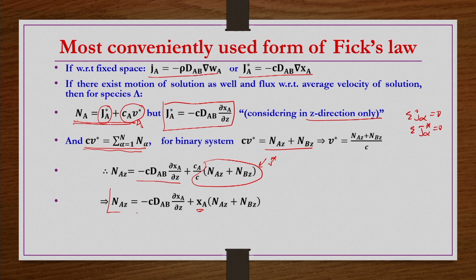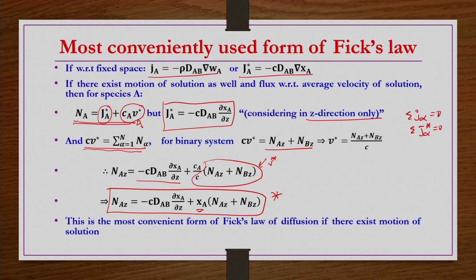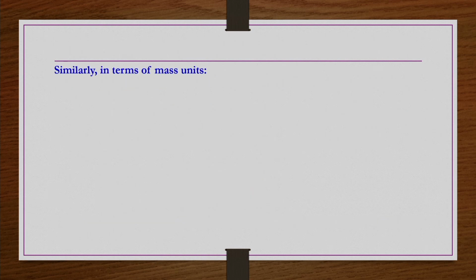So, this is the combined flux for a binary system, and this is the most convenient form of Fick's law that has been used for solving the majority of the mass transfer problems associated with diffusion and bulk motion both. So, now the same thing if you wanted to write in terms of the mass units.